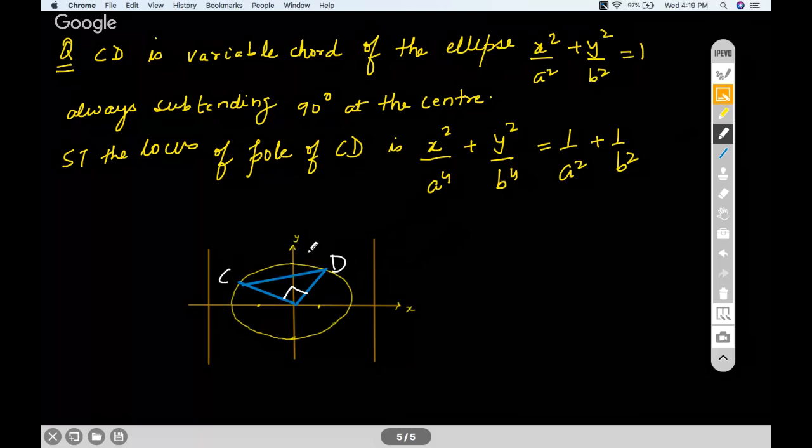So let us say the pole of CD was the point (H, K). Now the equation of CD will be XH/A² + YK/B² = 1.